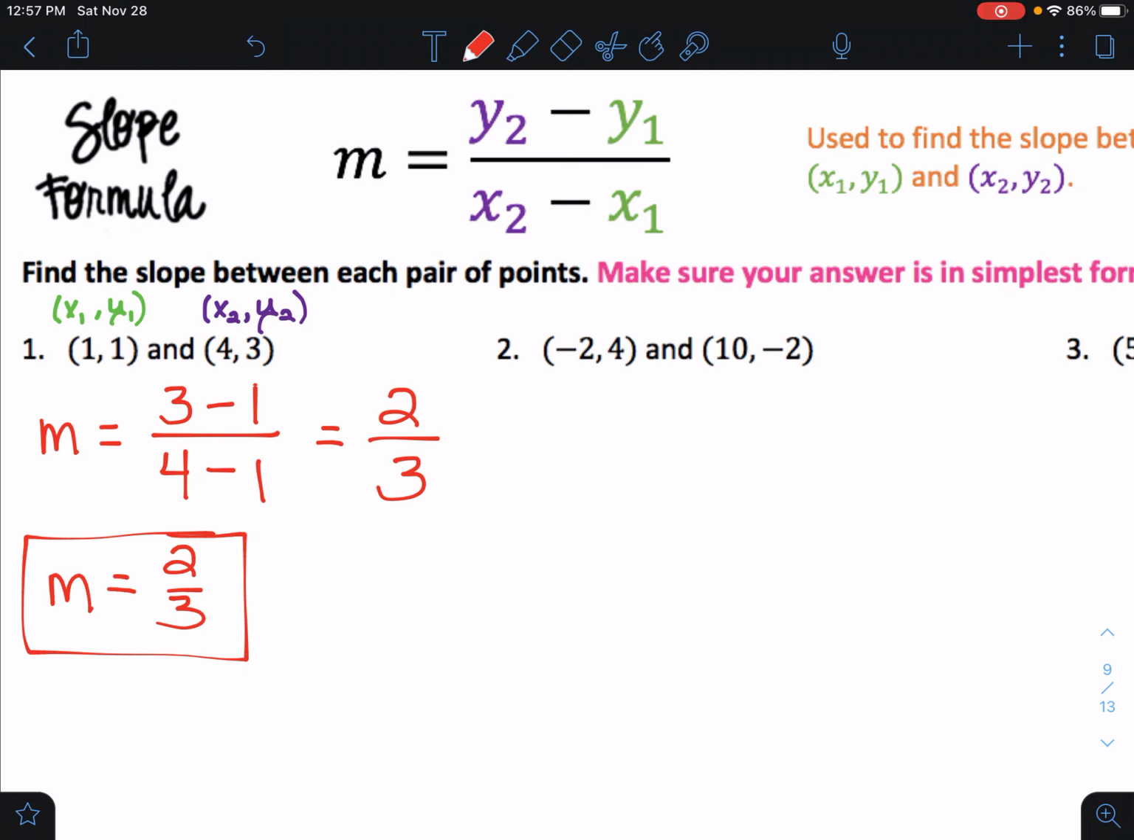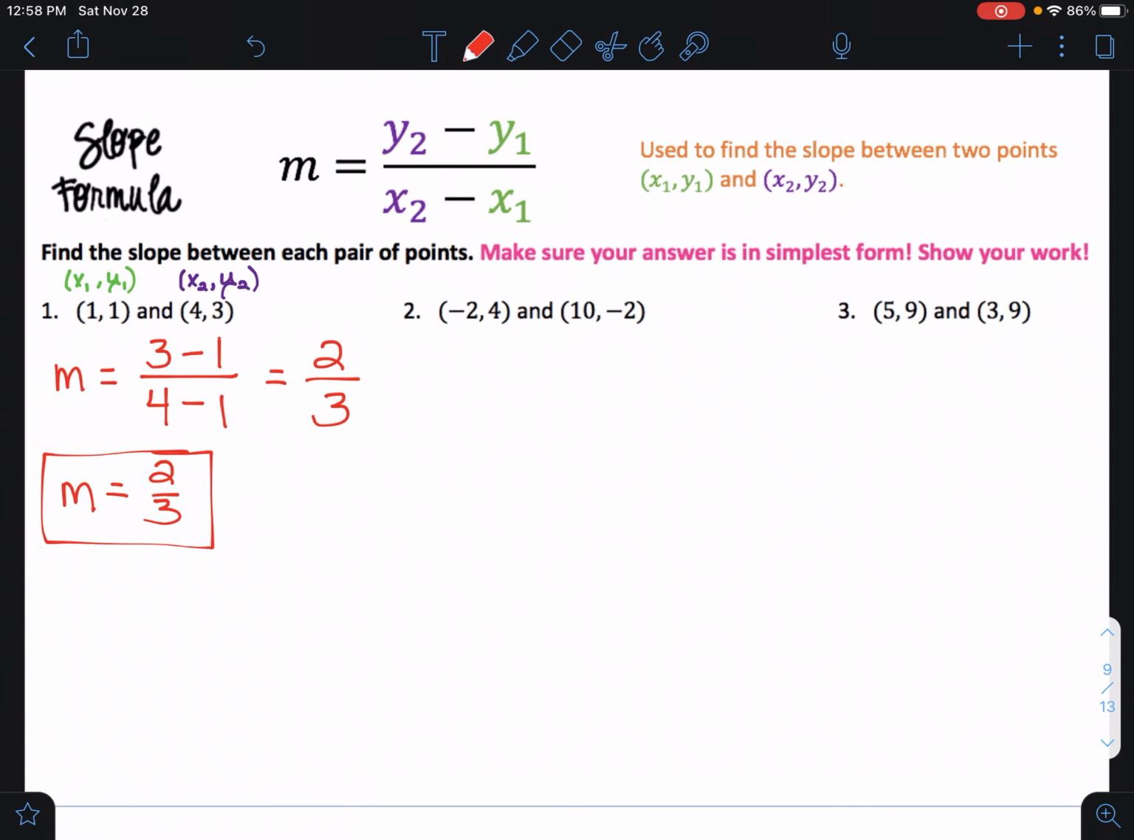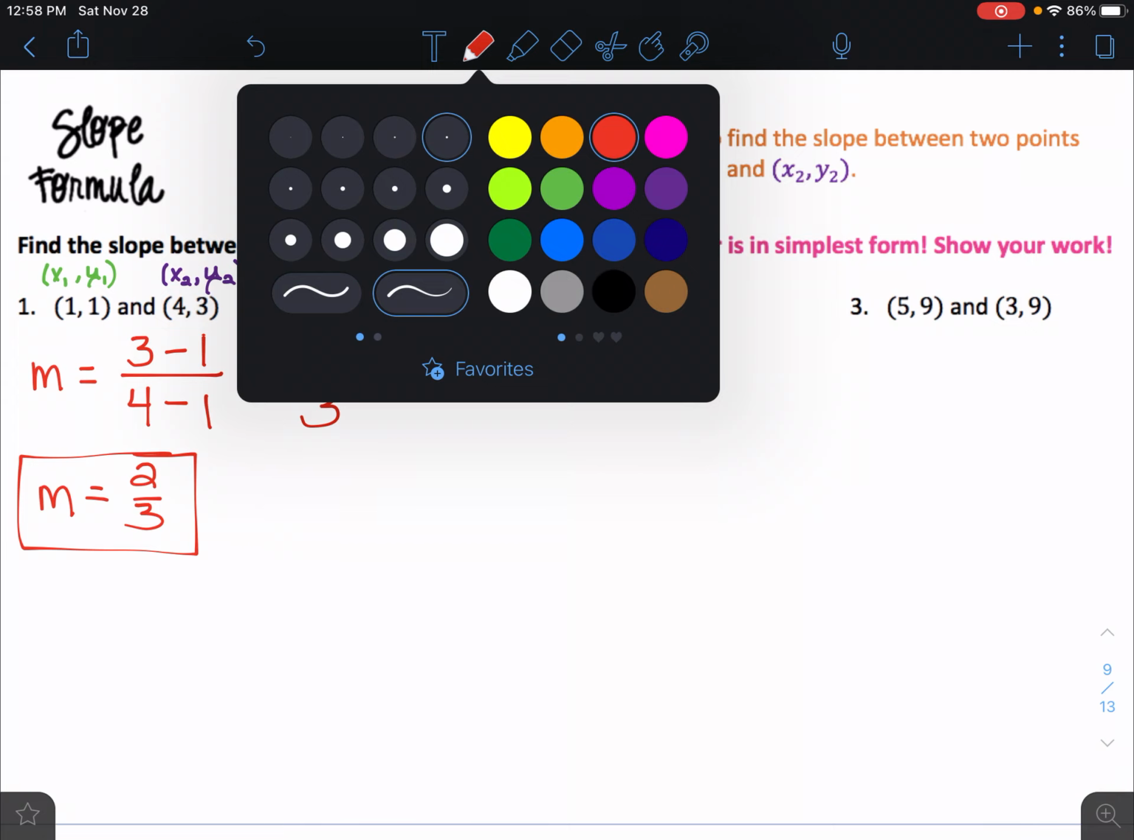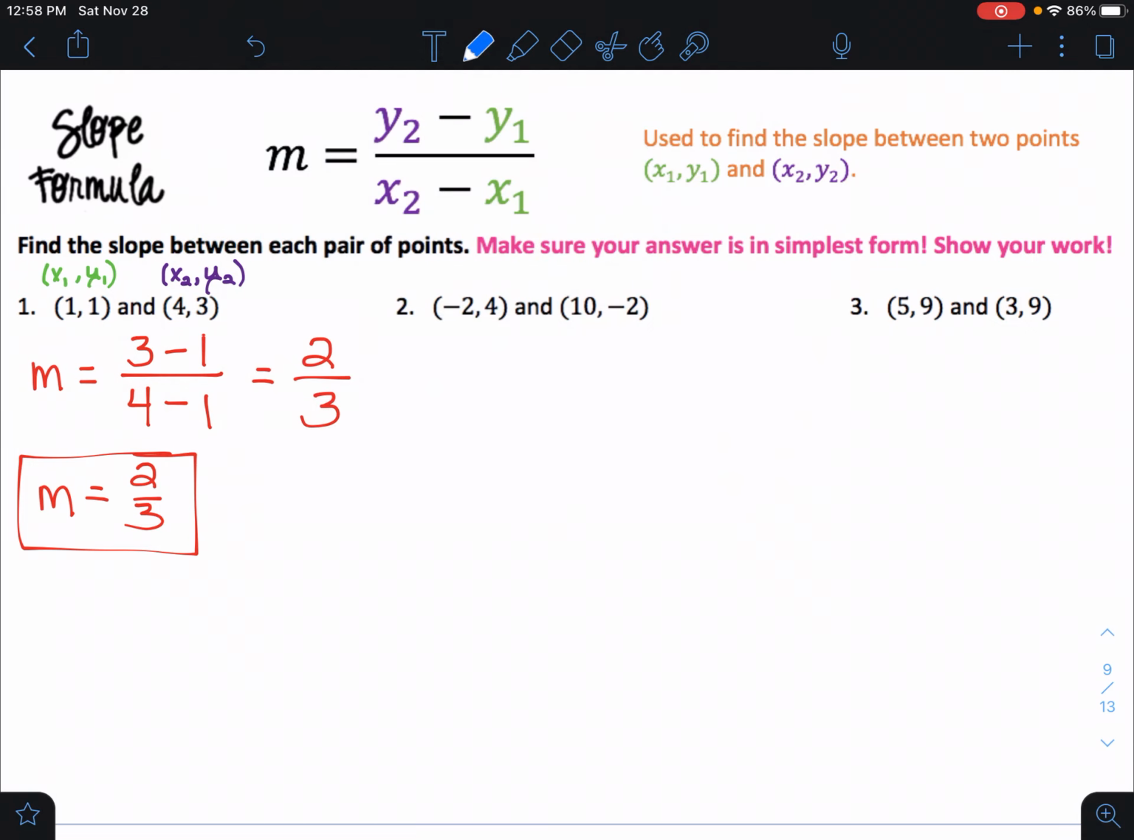All right, now let's try a couple other ones. Now it gets a little trickier when you've got negatives in there, so that's what we're going to kind of look at now. How do we deal with some of those? So here we go. All right, so y2, okay, so y2 is going to be this one right here, right? The y value from the second point.